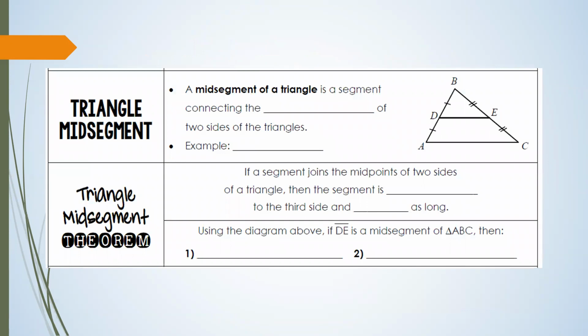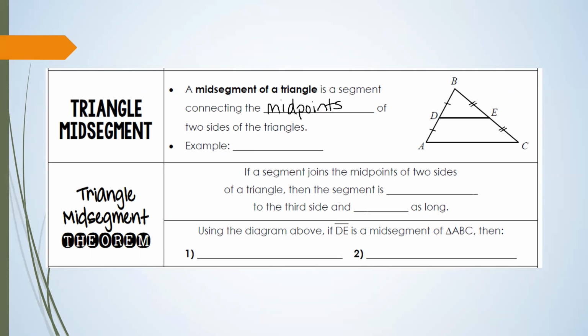So we're going to first start by talking about the triangle midsegment. A midsegment of a triangle is a segment that connects the midpoints of two sides of a triangle. Remember, midpoints are points in the middle.